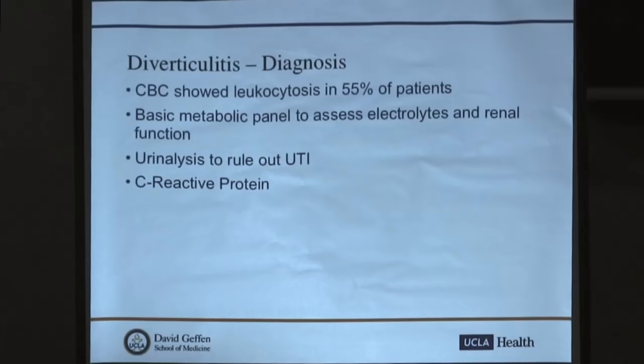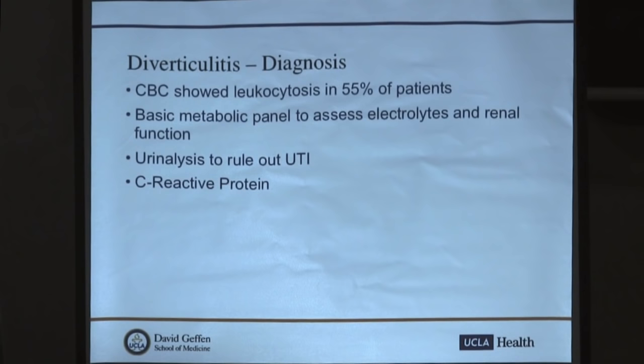So how do we make the diagnosis when a patient does present with the typical symptoms? We do some blood work initially. Oftentimes we'll order blood counts. We'll do a CBC, which is a complete blood count. And you'll see leukocytosis, which means an elevation in the white blood cell count, which is usually elevated during infection. And that's seen in 55% of patients.